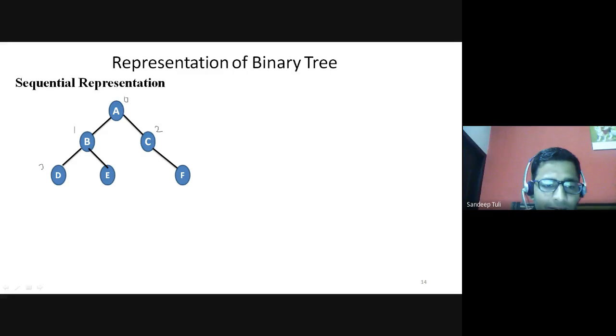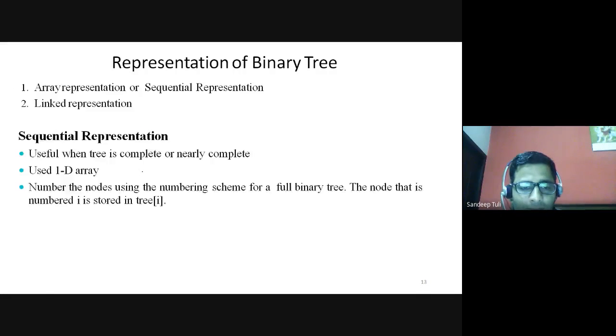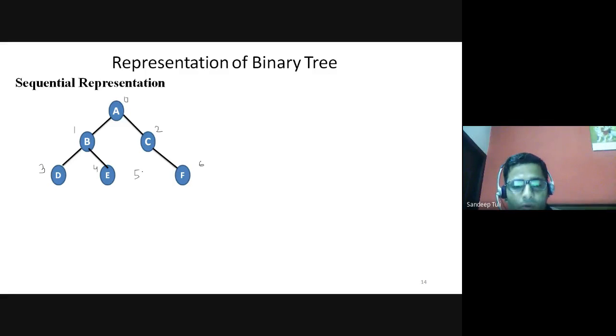Then come on to the next level. The number is 3. Number is 4. Number is 5. And number is 6. Please be careful. I have also given the node number to the node which is actually not existing. Is it okay? Okay, sir. By assuming that I am having a full binary tree, I am numbering it in this way. In this way, we will assign the number to each node. Is it clear? First step is clear. Yes, sir.